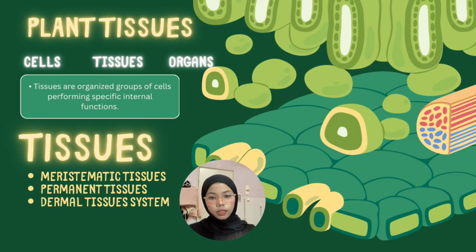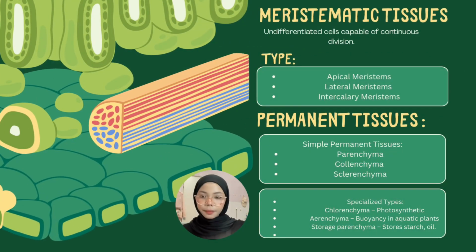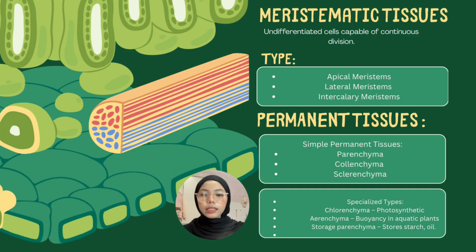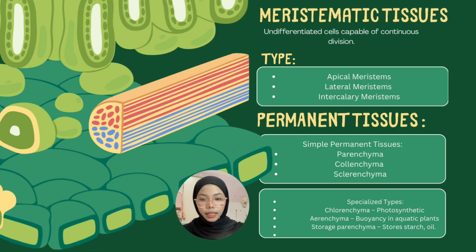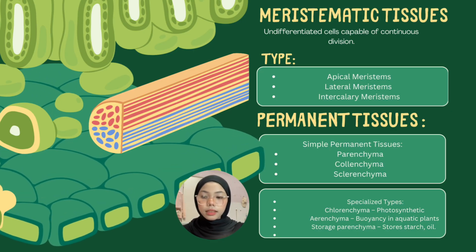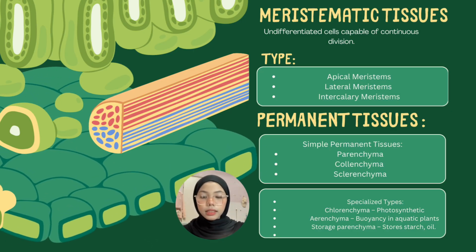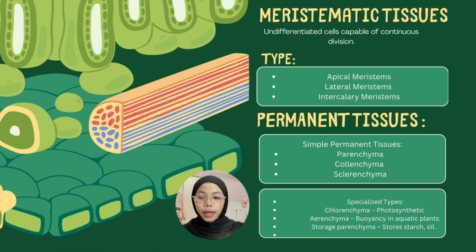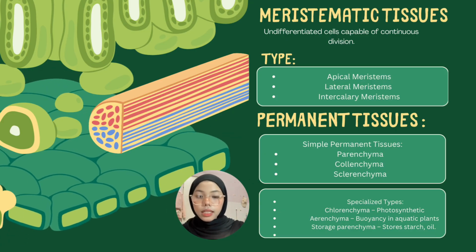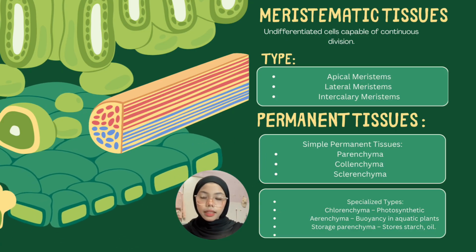Plant tissues are organized groups of cells that perform specific internal functions. Plant tissues are divided into three types, which are meristematic tissue, permanent tissue, and dermal tissue system. The first one is meristematic tissue. It is undifferentiated cells capable of continued division, located at the shoot and root tip, apical, lateral, and intercalary sites. There are three types of meristematic tissue: apical meristem for primary growth, lateral meristem for secondary growth, and the third one is intercalary meristem. It helps regrowth, for example, in grass.